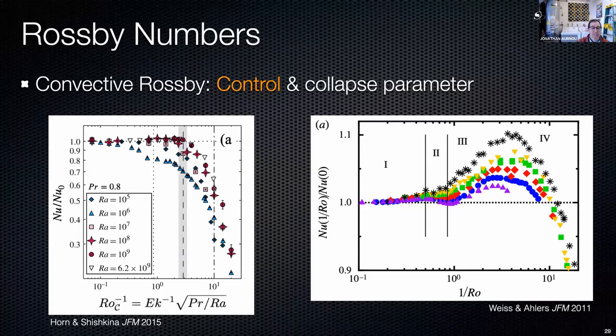And the same thing in the study to the right by Weiss, where they're doing essentially the same thing, and I think they're changing the aspect ratio of the tank as well. But the essential control parameter is the convective Rossby number, and actually in this study by Weiss, they just call it 1 over Rossby. There is only one Rossby. It's the convective Rossby number, okay?